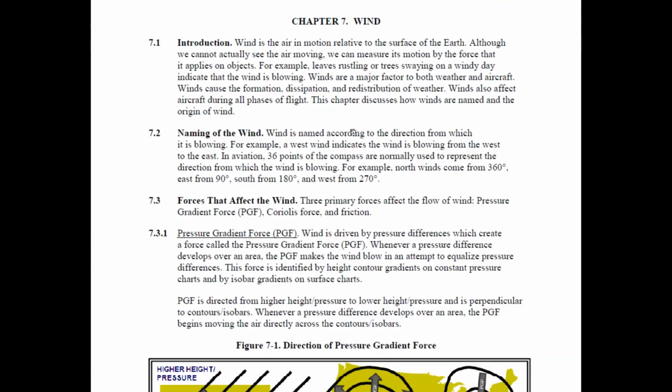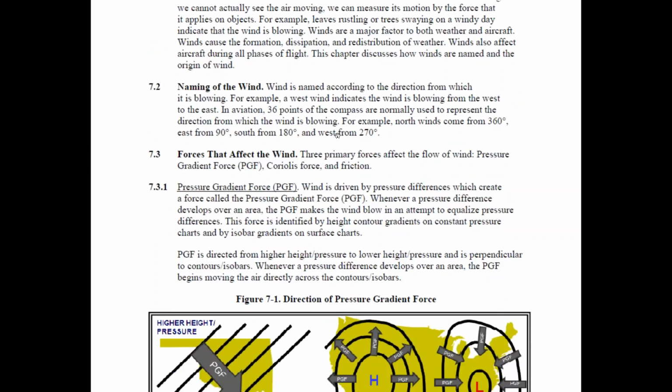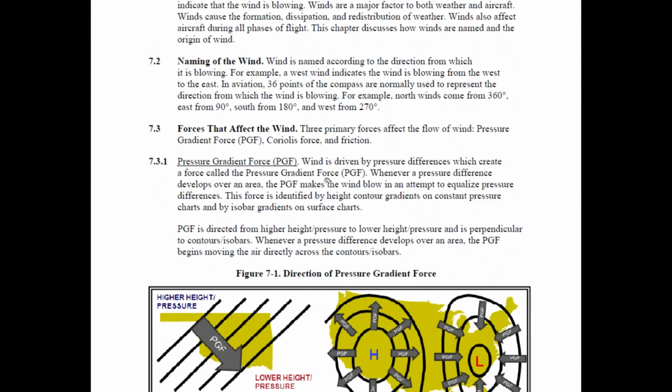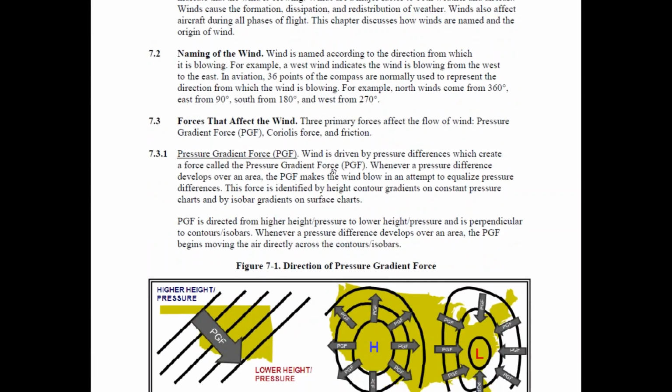Winds cause the formation, dissipation, and redistribution of weather. Winds also affect aircraft during all phases of flight. This chapter discusses how winds are named and the origin of the wind. Naming of the wind: wind is named according to the direction from which it is blowing. For example, a west wind indicates the wind is blowing from the west to the east. In aviation, 36 points of the compass are normally used to represent the direction from which the wind is blowing. For example, north winds come from 360 degrees, east from 90, south from 180, and west from 270.